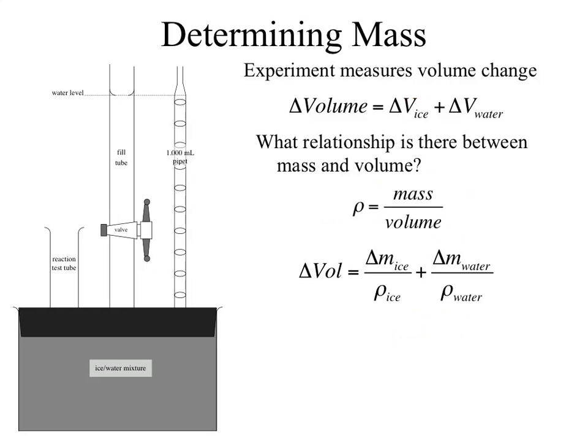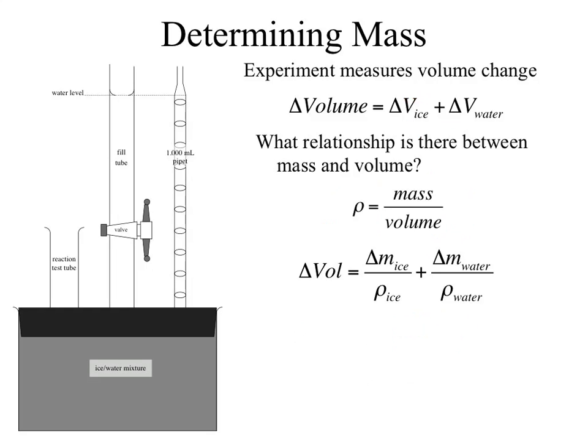So if we go back to our experiment, we can determine the change in volume. We know the density of ice. How would we know the density of ice? What's that? You look it up. Do we know the density of water? Yep, again, we look that up. What about these changes in mass? Ultimately, that's what we wanted anyway.